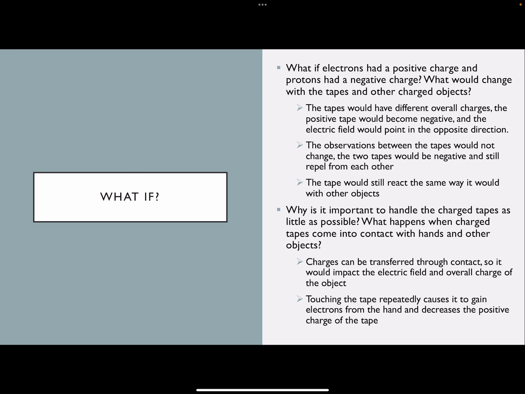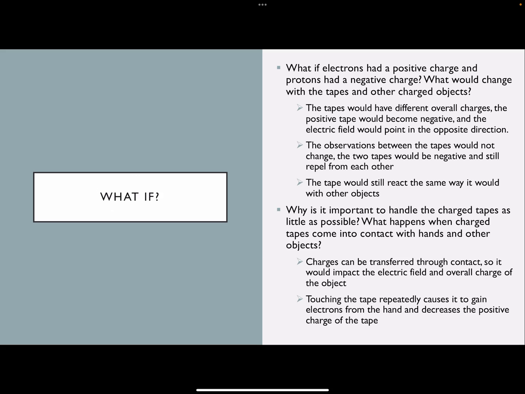What if electrons had positive charge and protons had negative charge? What would change with the tapes and other charged objects? The tapes would have different overall charges. The positive tape would become negative and the electric field would point in the opposite direction. The observations between the tapes would not change. The two tapes would be negative and still repel from each other.